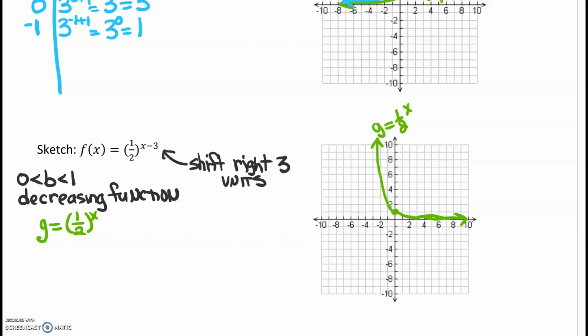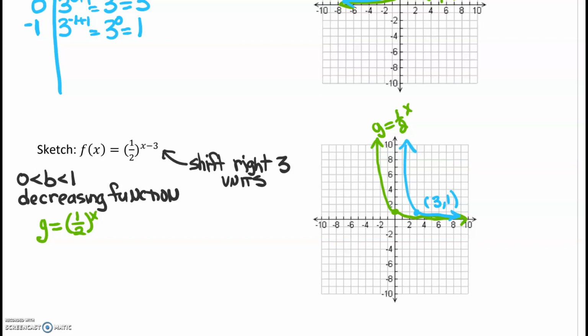So if I take my y-intercept of 0, 1 and shift it to the right 3, 1, 2, 3, that puts me over here at the ordered pair 3, 1. Then if you shift every other point on that green graph to the right 3 units, you've got your new graph. Your graph is going to follow along here and then shoot upwards. It's going to be very steep.